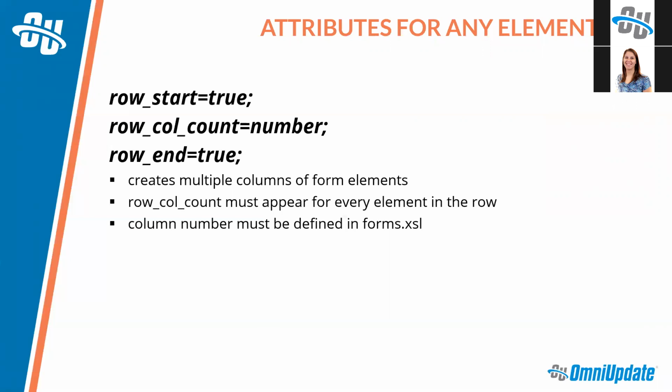For whichever question I want to be the first in that multiple next to each other setup, I'm going to have that as row_start equals true. Whichever one I want to be last, that'll be row_end is equal to true. And then inside each one of the elements that I want next to each other, I need a row_col_count to tell me how many it's expecting to be side by side.